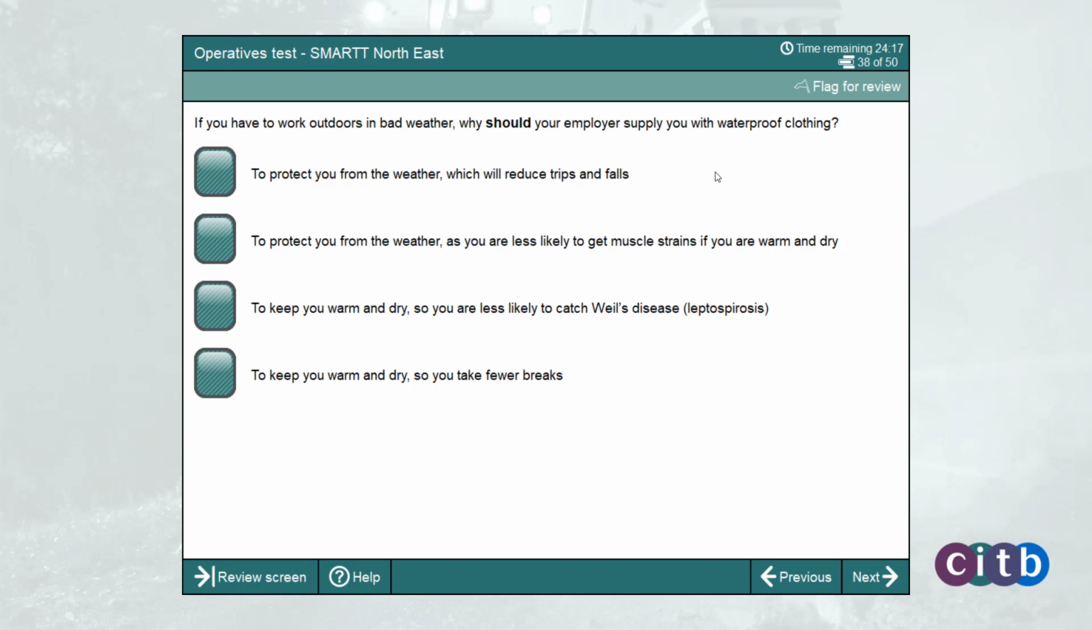If you have to work outdoors in bad weather, why should your employer supply you with waterproof clothing? To protect you from the weather, which will reduce trips and falls. To protect you from the weather, as you are less likely to get muscle strains if you are warm and dry. To keep you warm and dry so you are less likely to catch Weil's disease, leptospirosis. To keep you warm and dry so you take fewer breaks.